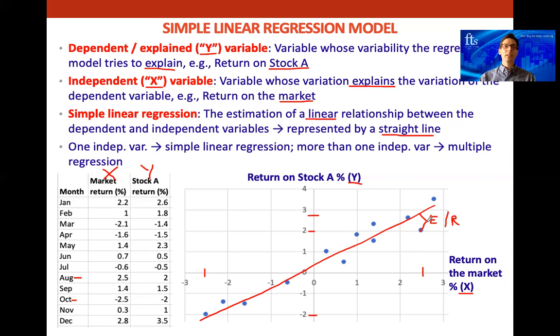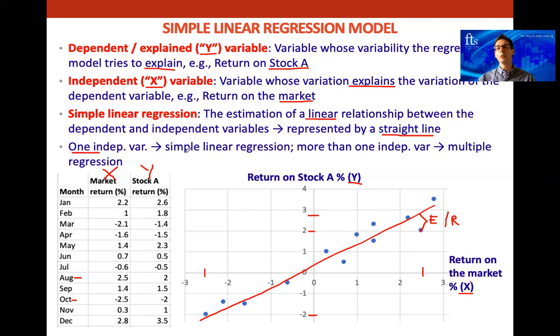Right, so we just need to look at one more thing, and then we can move on from this. And that is that if we've got one independent variable, like we've got here, which is the return on the market, this is what we call simple linear regression, and that's all we're going to be doing at level 1.